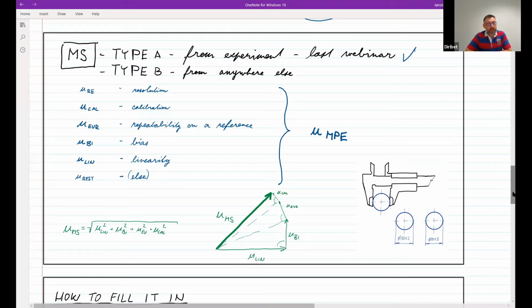And the unnamed one, the sixth one, is anything else that you can think of. And there can be multiple of these. The five which I've named are for more or less standard measuring devices. They are almost always present. But keep in mind that in special cases, and yours may be one of those, you will need to add more uncertainties which are not directly named here.